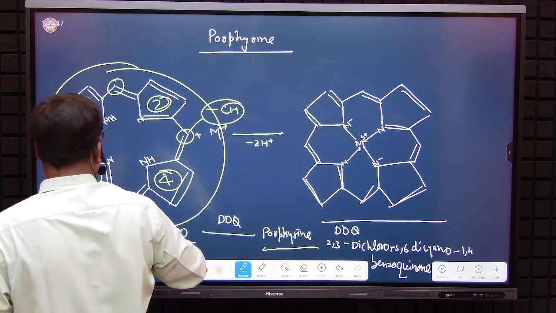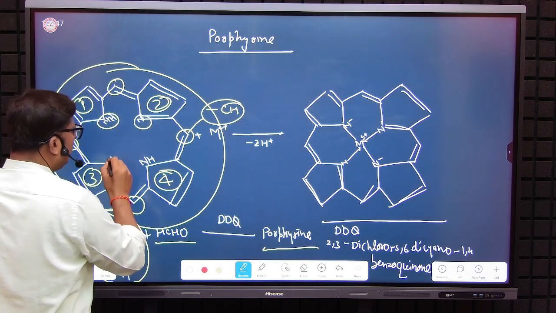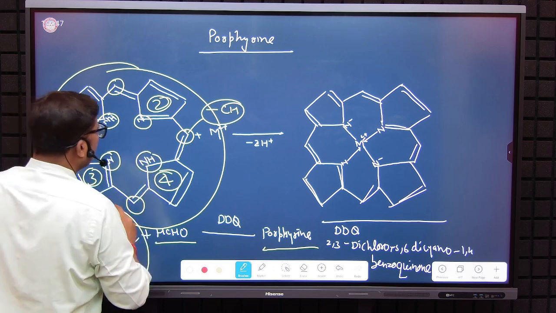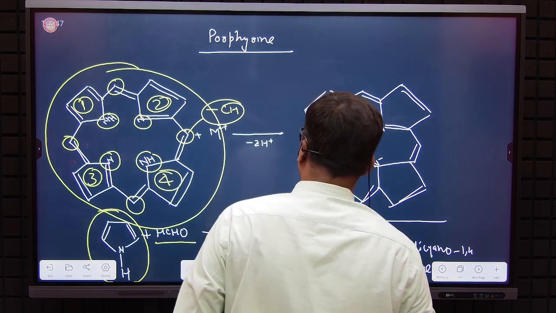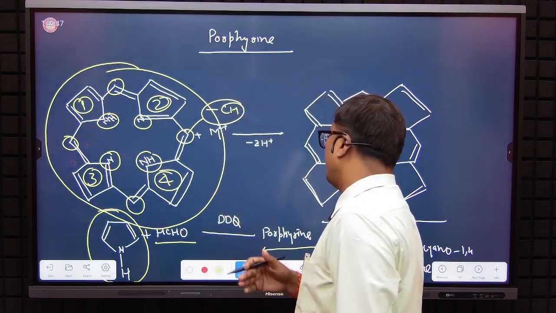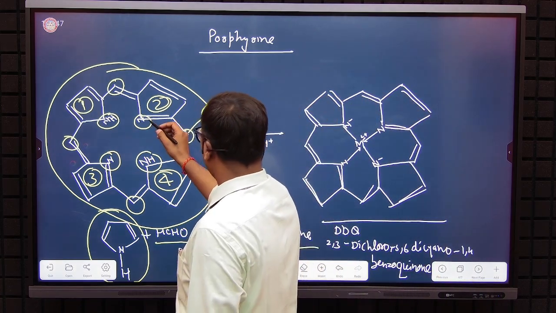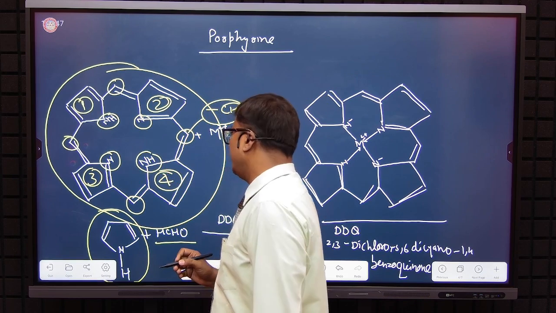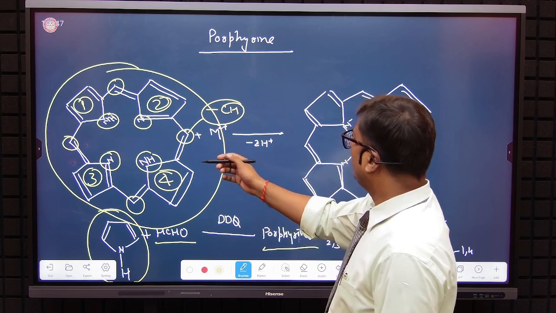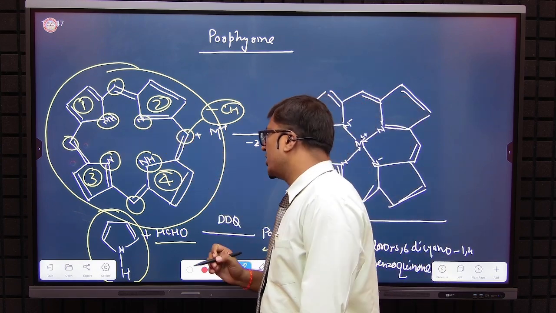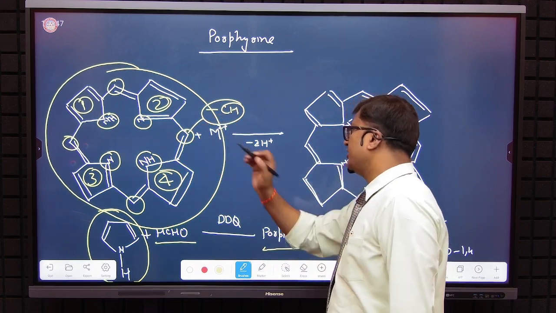square planar geometry. Because here that is NH, that is N, and this is also N, this is N. So 4 nitrogens, and 2 nitrogens contain hydrogen atoms, right? So here they can coordinate with only 2 nitrogens, but they don't form stable complexes. So we need to remove these 2 hydrogens from those nitrogen centers. So that is acidic in nature.